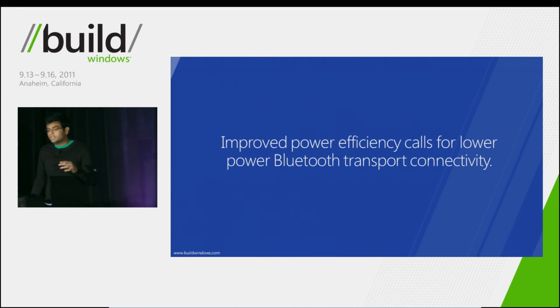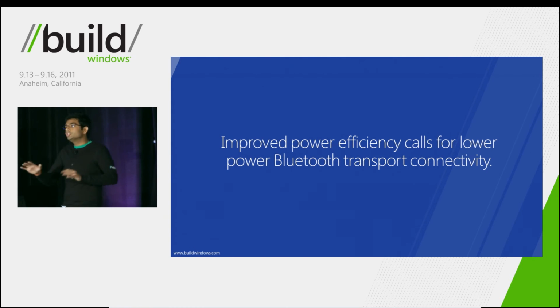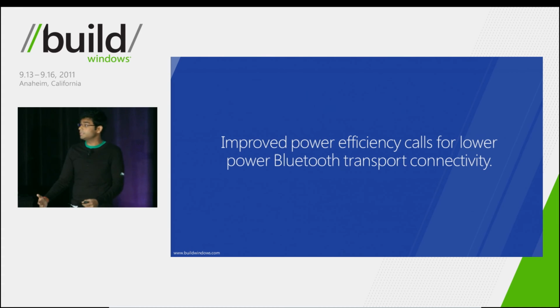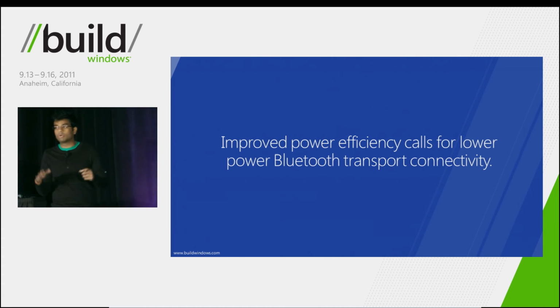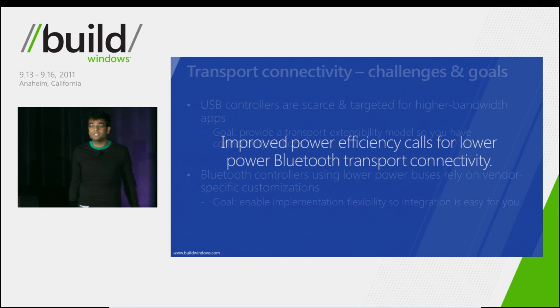Now, it turns out that there are many challenges when we looked at the low-power market space. Traditional PCs usually connect over USB dongles for Bluetooth, at least what we had in Windows 7 support, or the internal radio is connected over a USB bus. Now, when looking at these more power-efficient designs, Bluetooth controllers over USB really pose some challenges for us, really calling for lower power transport connectivity. So what are some of these challenges?